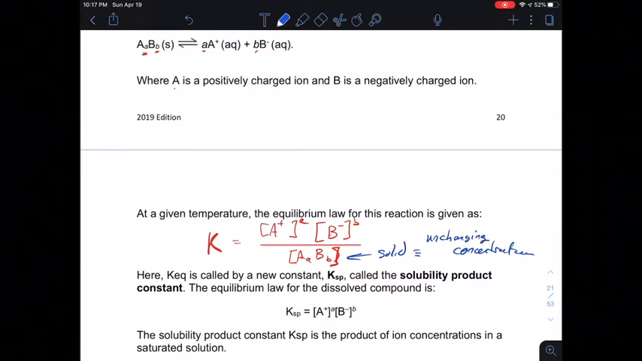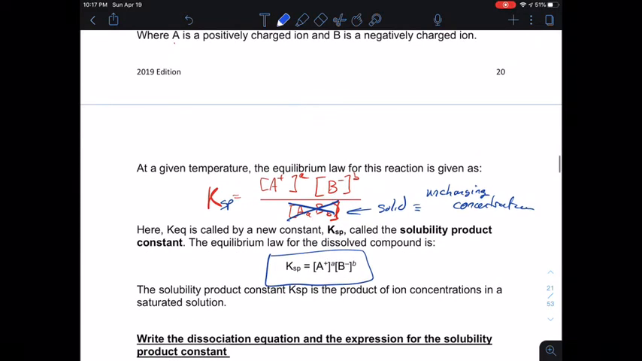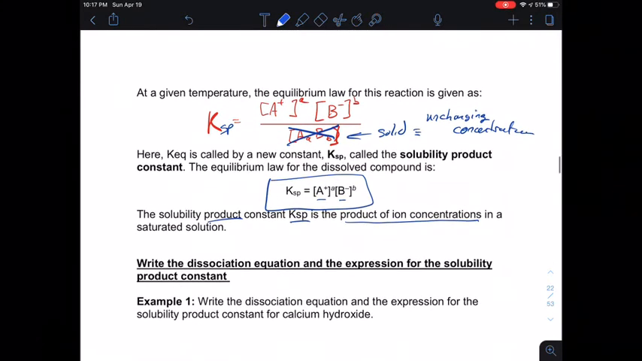So here K is called the new constant, and that constant is going to be called Ksp as we remove this solid piece. And so that gives us the new equilibrium law. Ksp is equal to the product of the two composite ions and their concentrations. The solubility product constant, Ksp, is the product of the ion concentrations in a saturated solution.